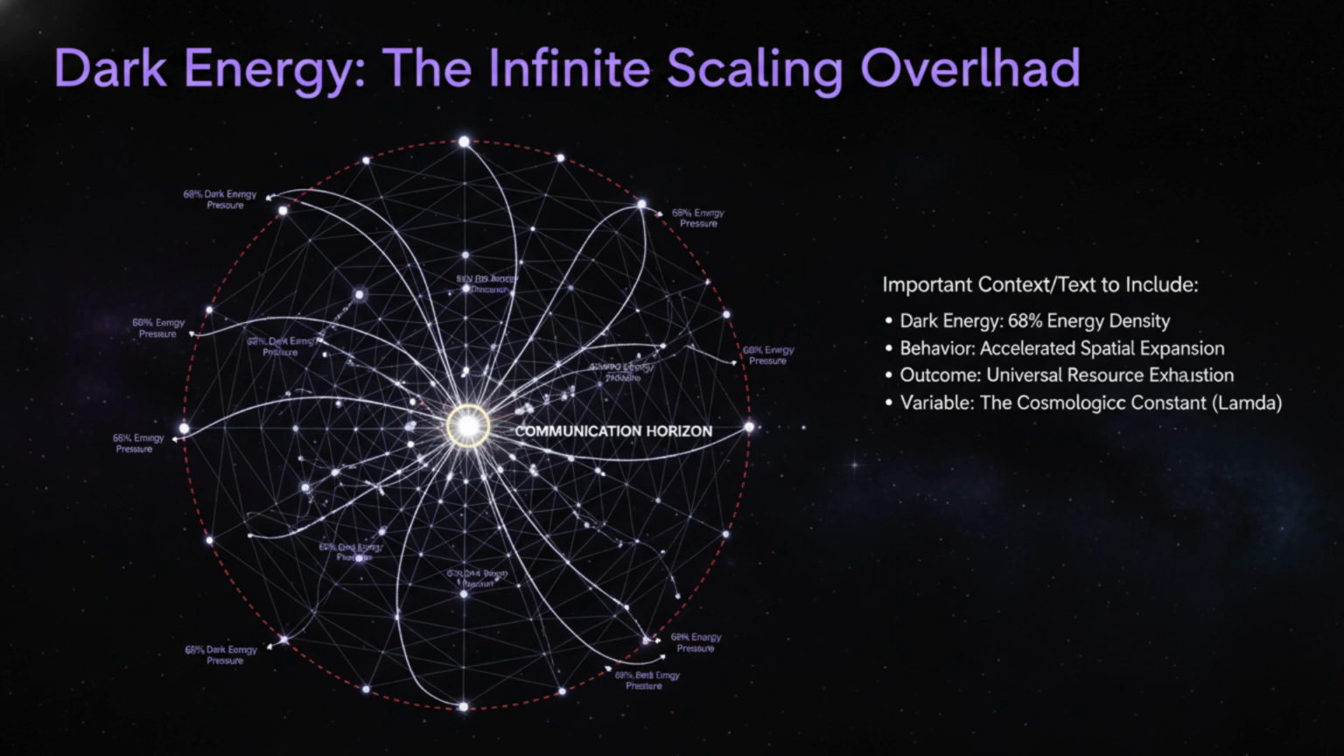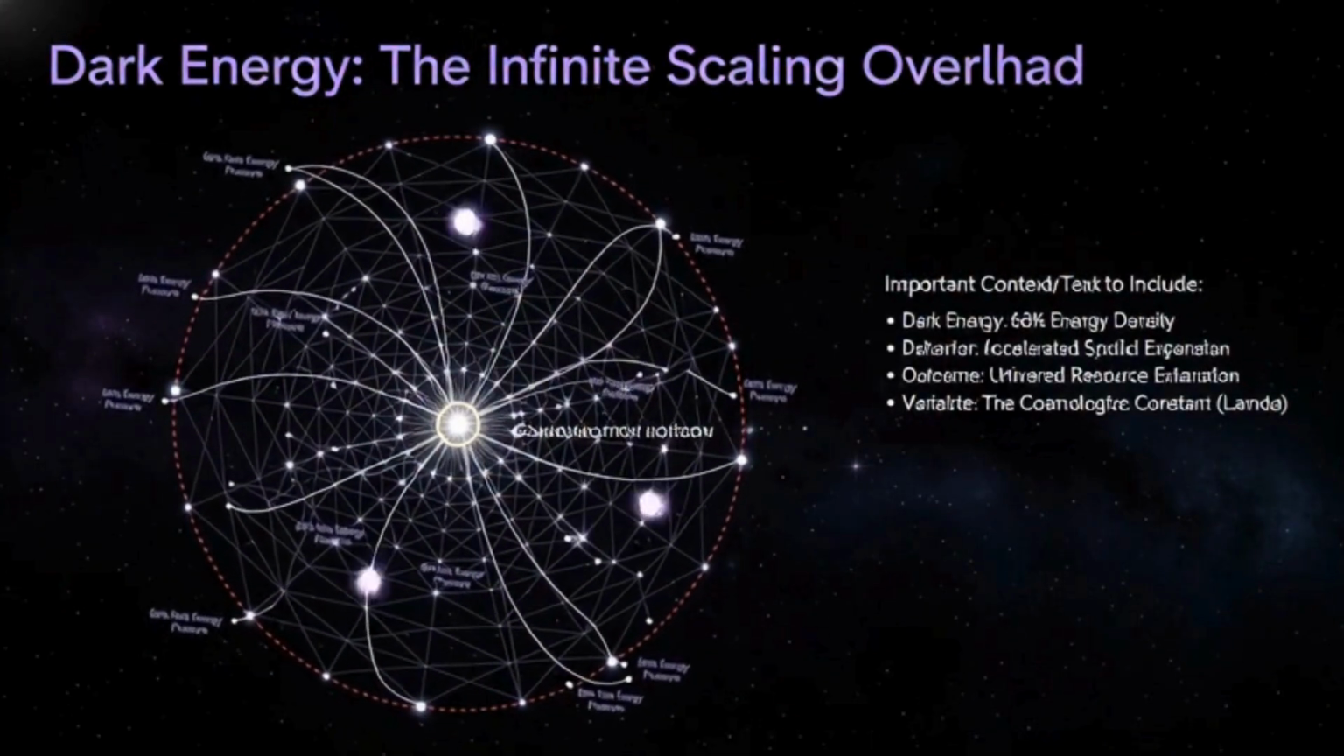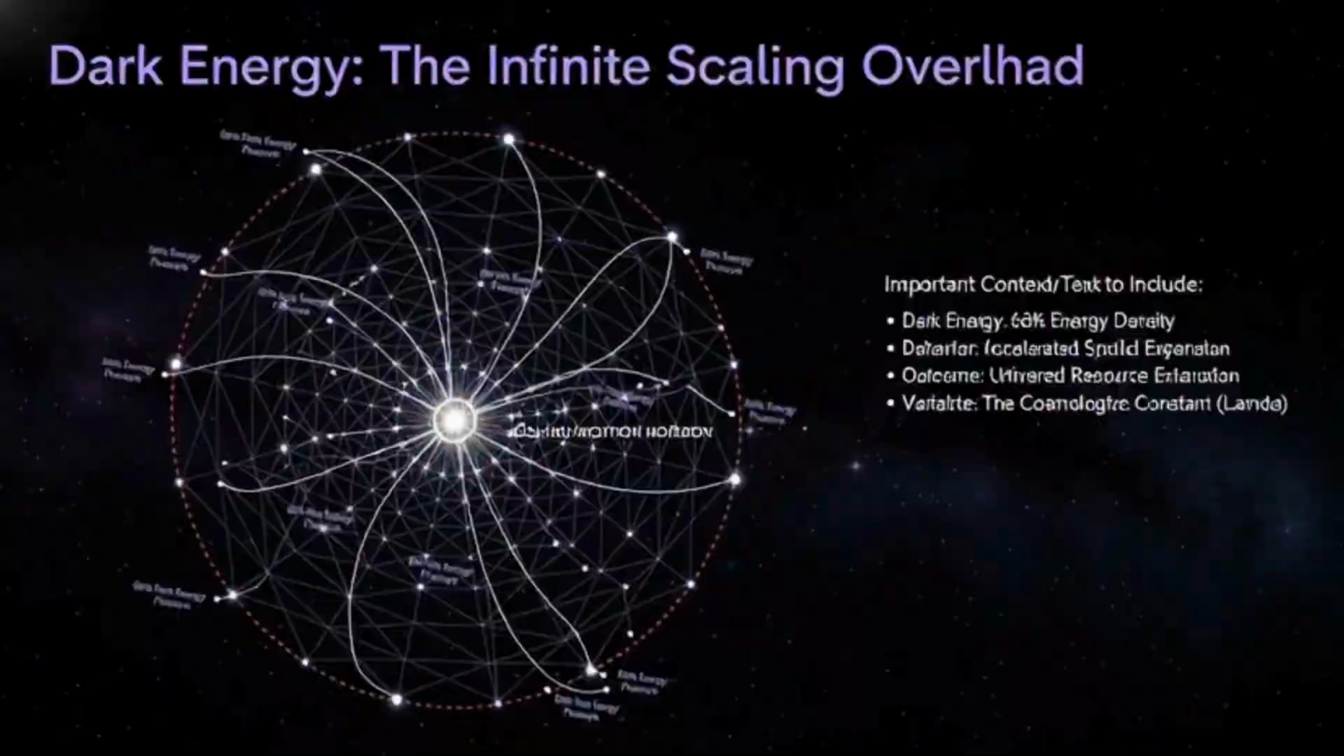This expansion is so aggressive that it will eventually lead to heat death, a state of total resource exhaustion where no work can be performed. We are trying to determine if this is a constant lambda value or a dynamic scaling factor that could change over time.